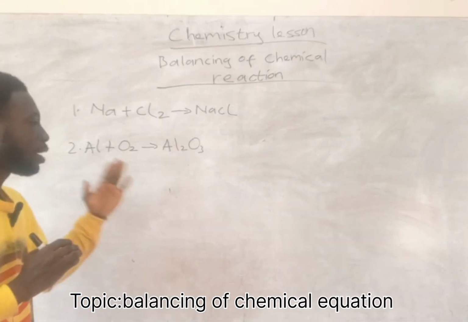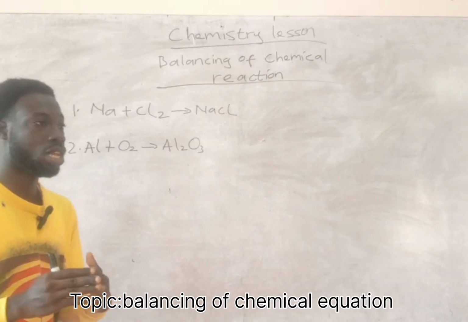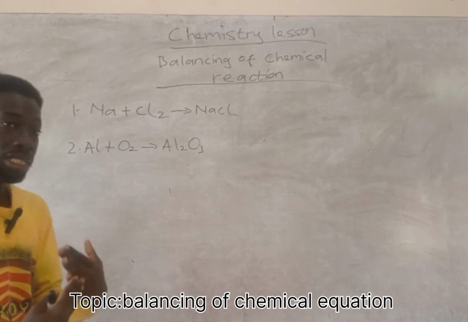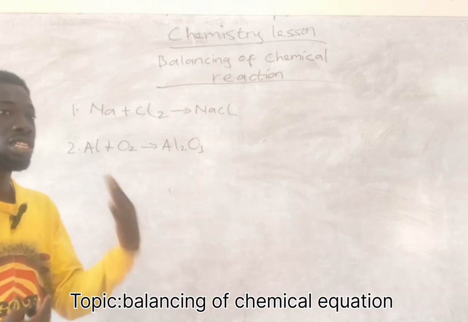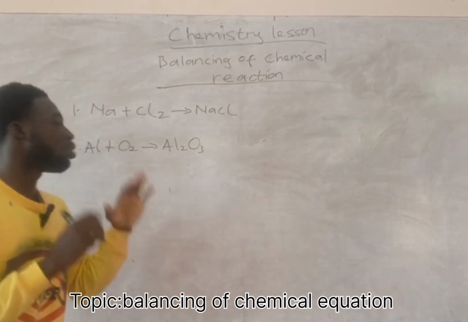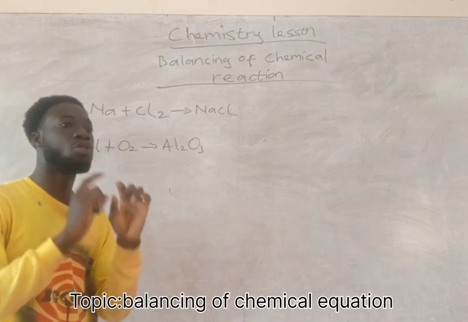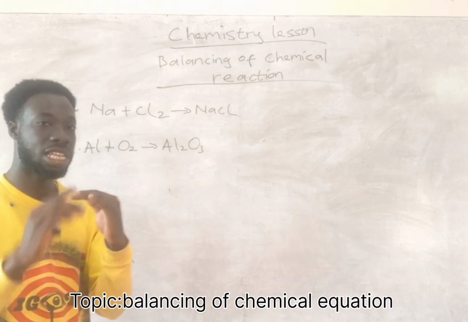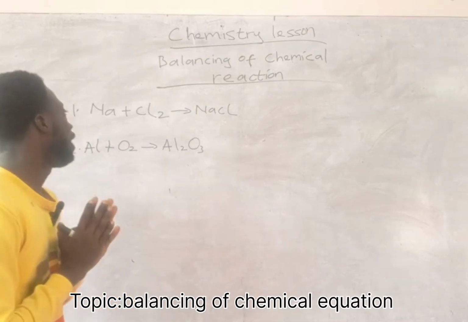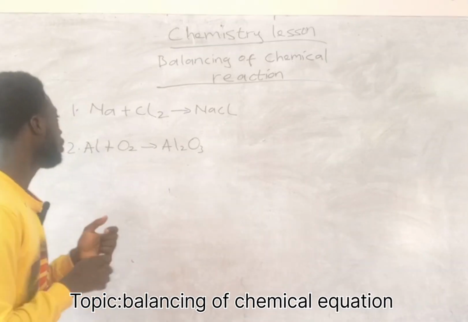We have other methods that we use to balance chemical equation. We have the inspection method, the algebraic method. We have the oxidation method as well. But in today's lesson, we are going to look at how to balance chemical equation using the algebraic method. All right, so now let's begin.